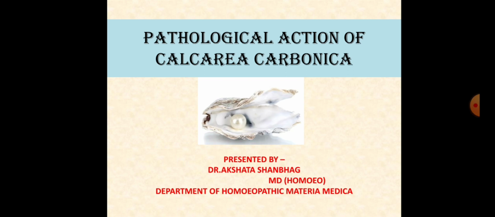Today we are going to learn about the pathological action of Calcarea carbonica. So we all know Calcarea carbonica is the carbonate of calcium. So we will see what is its action on our body. So first main action is on the blood. So what does it do in the blood?